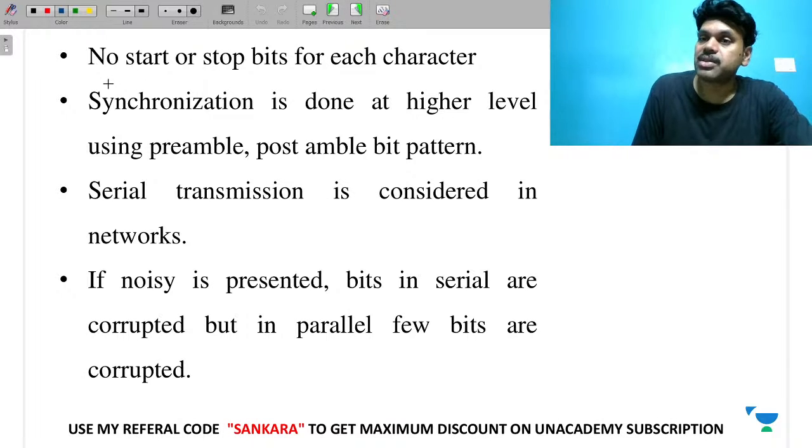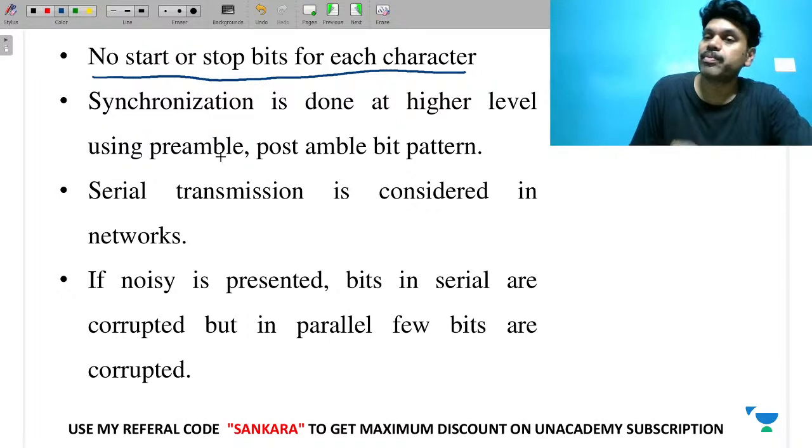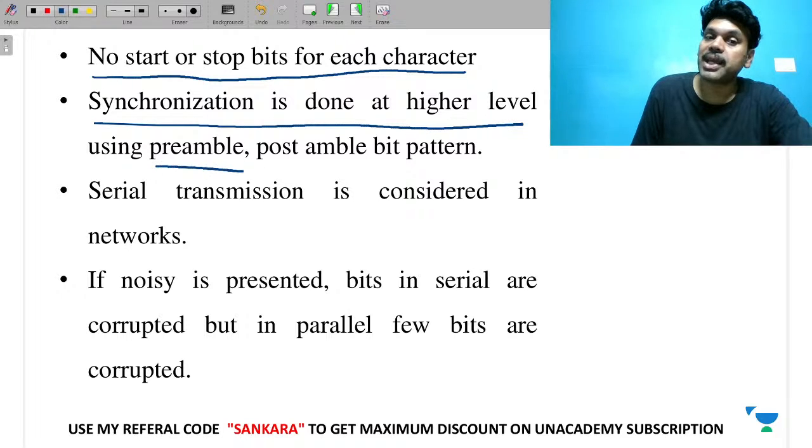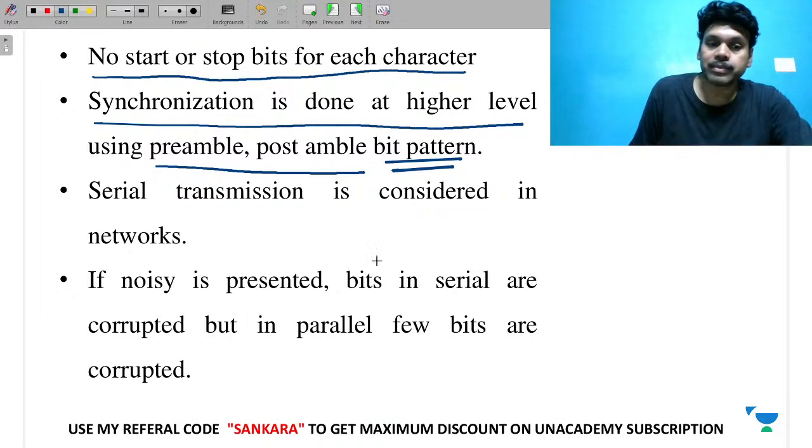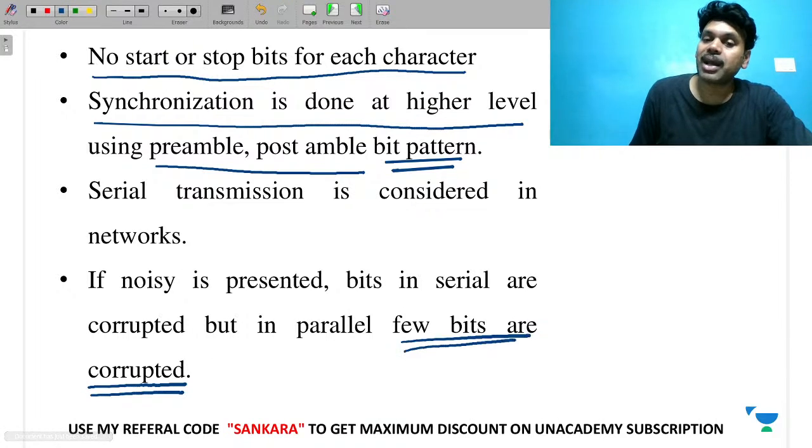So now we see the differences between asynchronous and synchronous. In synchronous, there are no start bits and no stop bits. Synchronization is done at a higher level using a preamble and postamble bit pattern. So your frame is going to have a preamble and postamble. Whenever you talk about serial transmission, there may be a chance of more bit errors. But in parallel, you are going to see only a smaller number of bit errors.